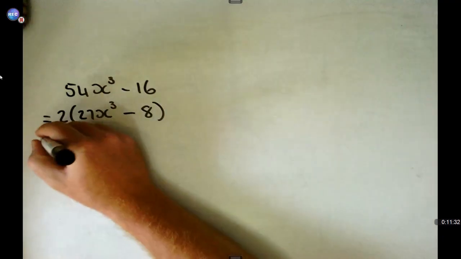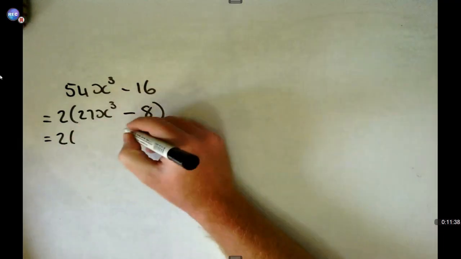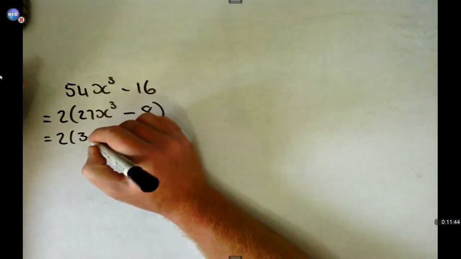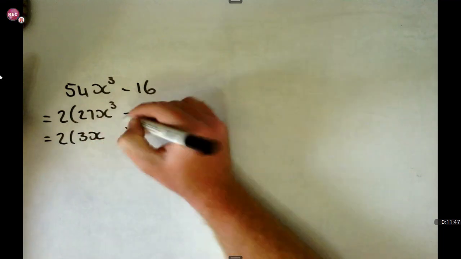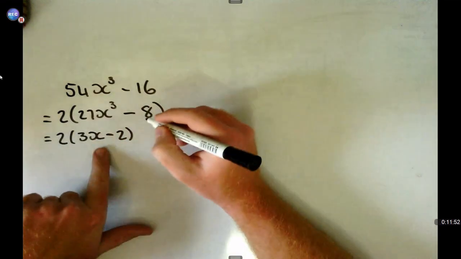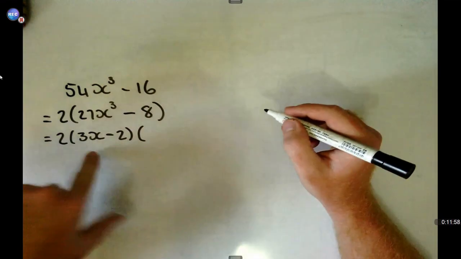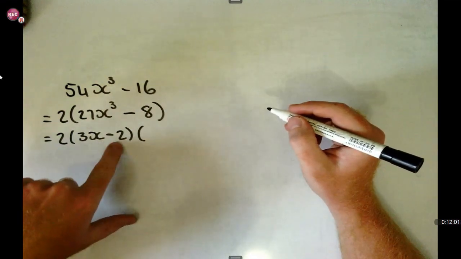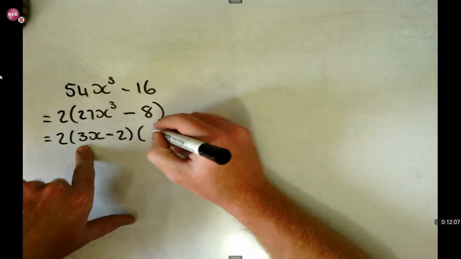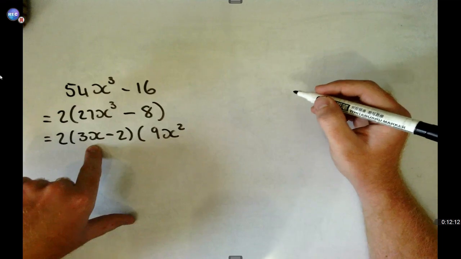So here we go for our factorization. We leave the 2 on the outside. We are creating our first bracket now. So the cube root of 27 is 3. Cube root of x cubed is x. Bring down the sign. The cube root of 8 is 2. So there's our first bracket. Now we need to create the second bracket. To create the second bracket, we need to square both of these and then put them in the bracket that follows. So 3 times 3 is 9. x times x is x squared. That's your first term in the second bracket.